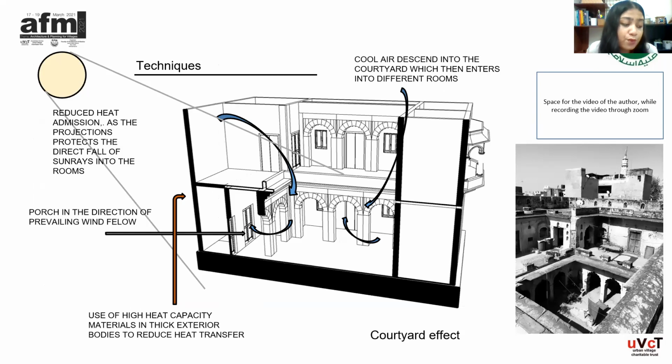Now we will know more about the traditional techniques used in the old dwellings. The first one is the courtyard effect. The direct sunlight warms the air of the courtyard. The warm air becomes lighter and moves upward. The space is then taken by the cold air, thus creating an amazing ventilation and making it a bit cooler than outside.